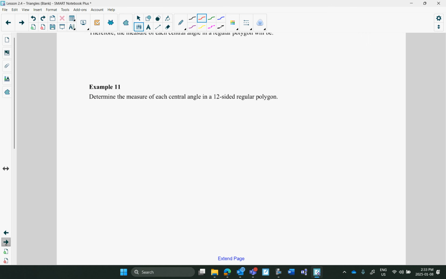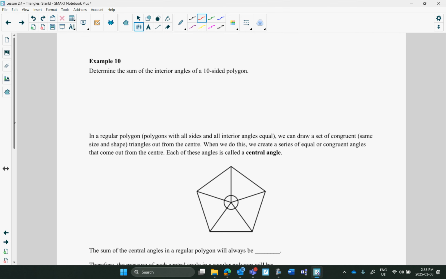Okay. So just with this one, how would you do 10-sided? 10 minus 2 times 180. You don't have to worry about drawing a 10-sided polygon and drawing all the triangles, even though it could potentially be fun. So 8 times 180, 1,440.